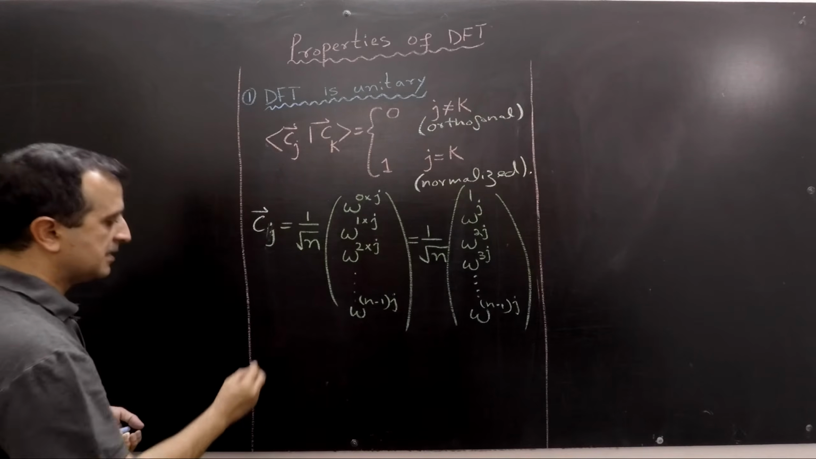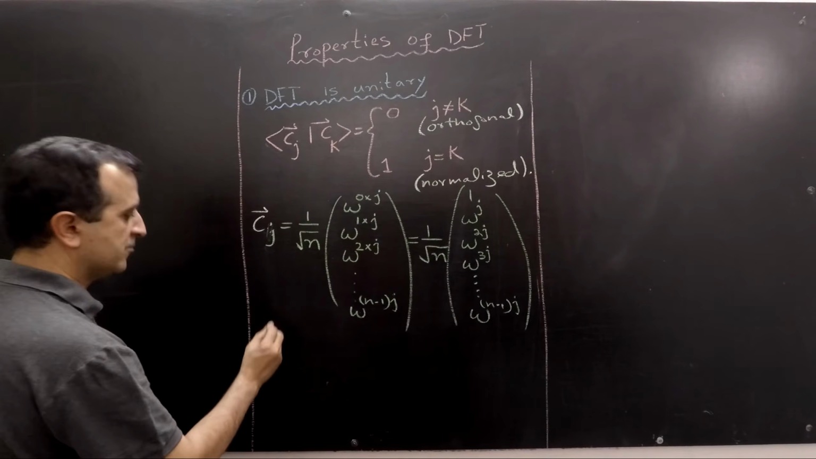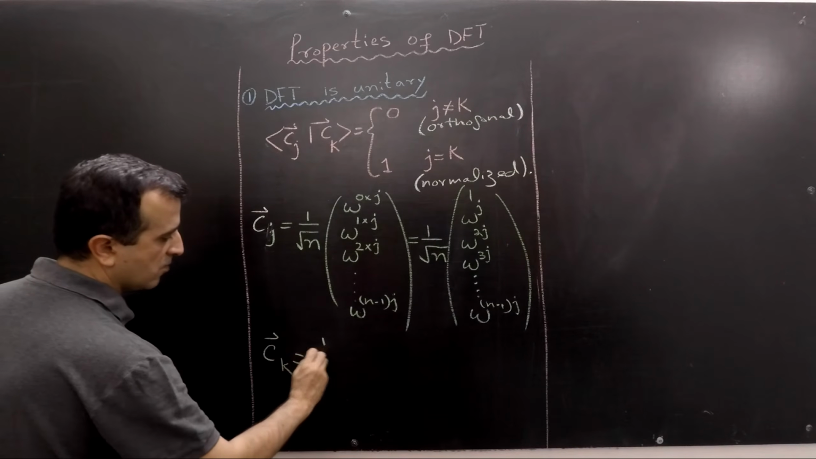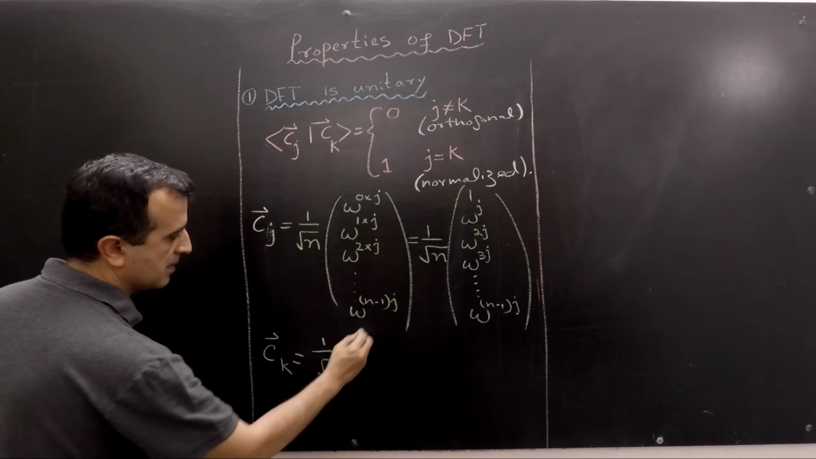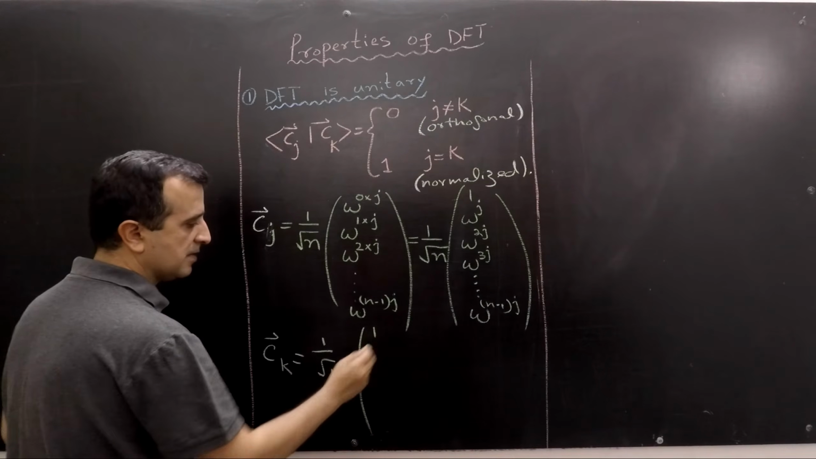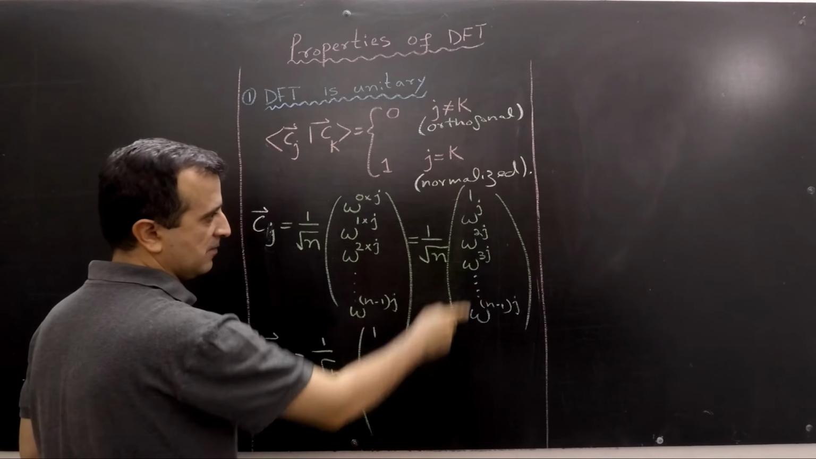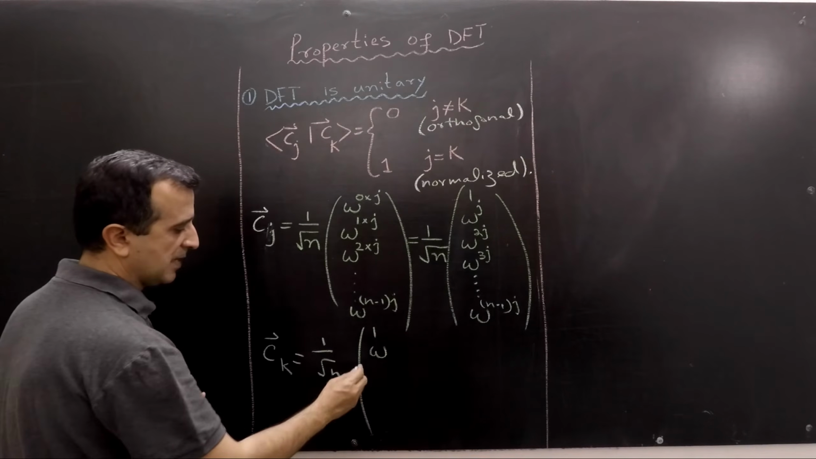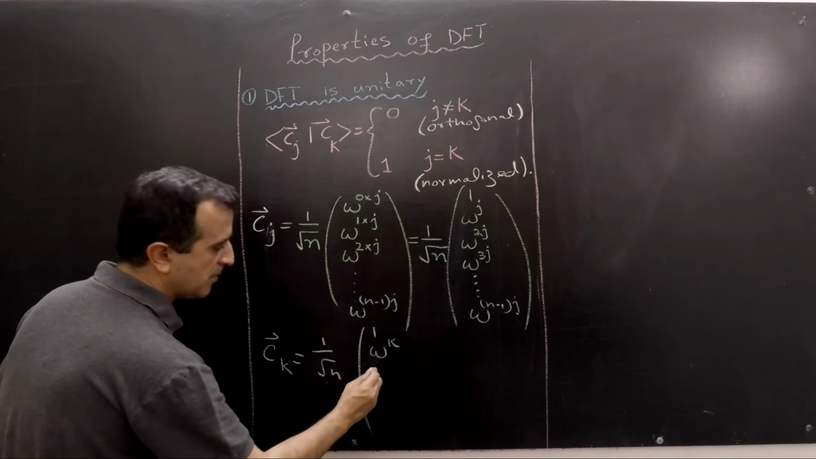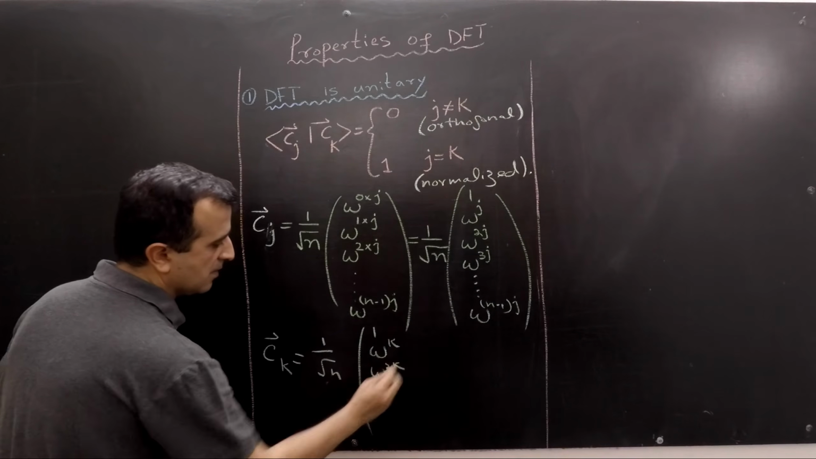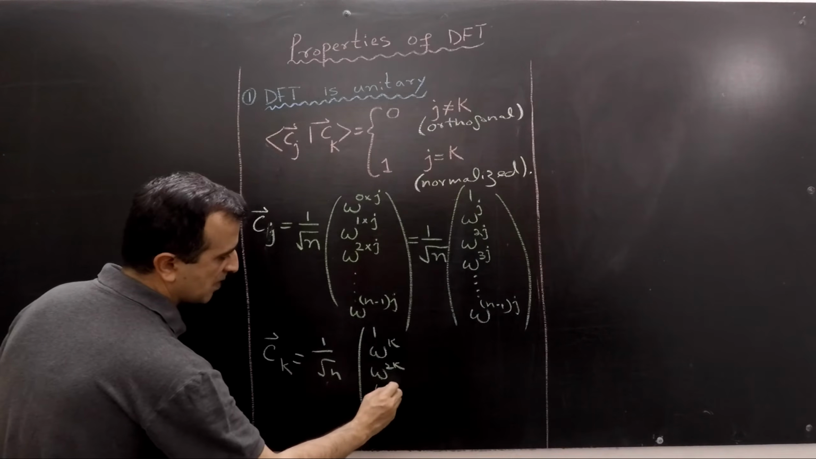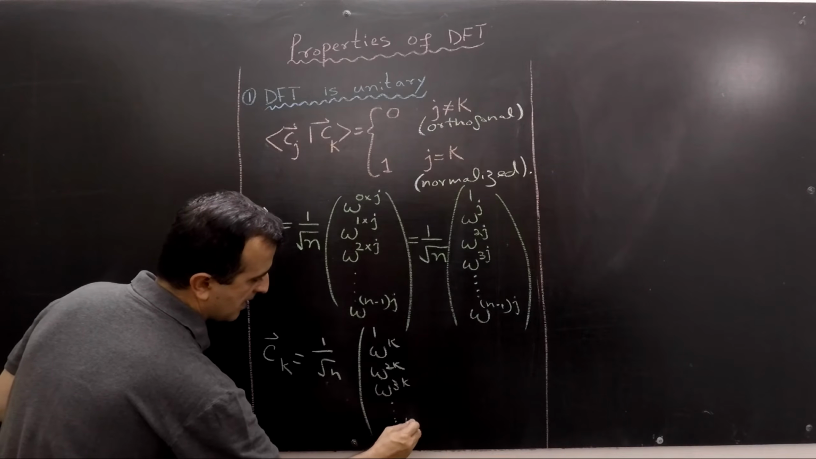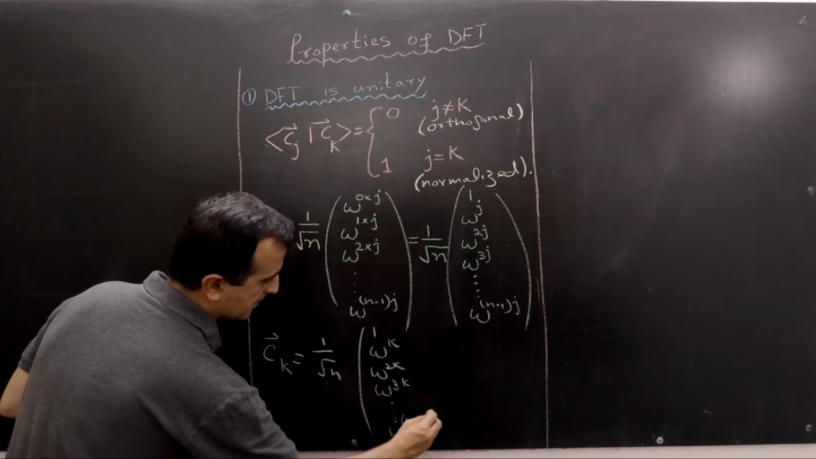Similarly, we can write the kth column of the discrete Fourier transformation matrix. That will be equal to 1 over square root of n, and the first entry will be 1, just like previously we have computed those entries. So the second entry will be omega raised to power k, third entry will be omega raised to power 2k, next entry will be omega raised to power 3k, and the last entry will be omega raised to power n minus 1 times k.